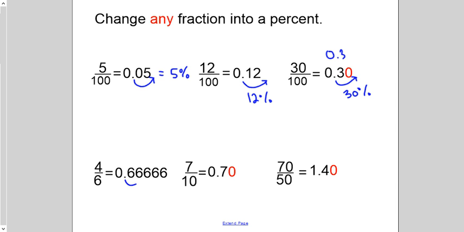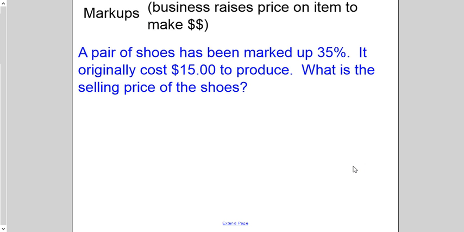This becomes 0.6 repeating, and so basically it's 66.6% repeating. This becomes 70%, and this actually becomes 140%. And that's a skill that we'll need later on with a few of these lessons. This is just kind of a hodgepodge of leftover percentage things that are important, and I'm just trying to get them on one video to help you out.